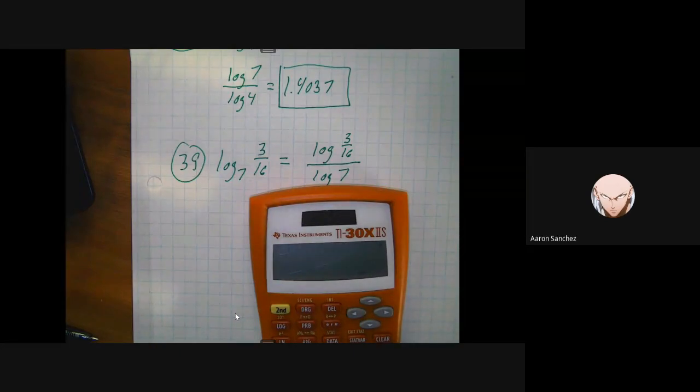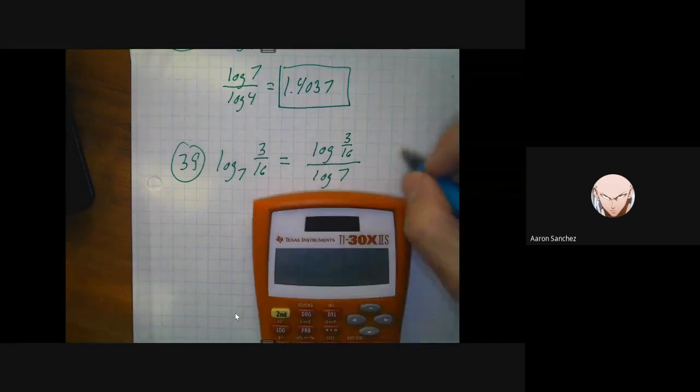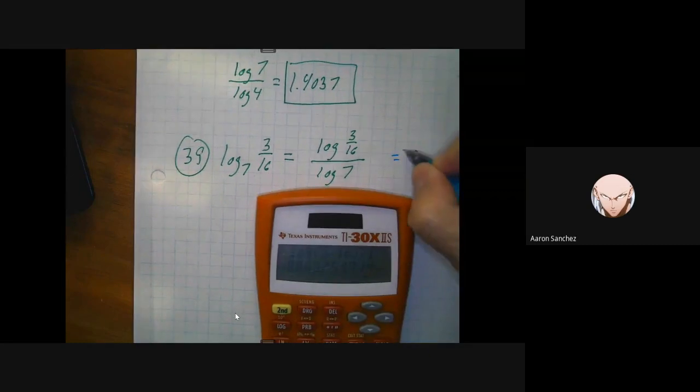So I'm hitting log. Well, you can kind of barely see it. Then for the fraction, do 3 divided by 16, close parentheses. So you get the 3/16, all divided by log, make sure you do the parentheses, log 7, close parentheses. Then we hit equals, we get negative 0.8603.